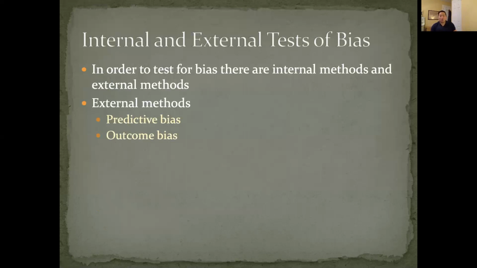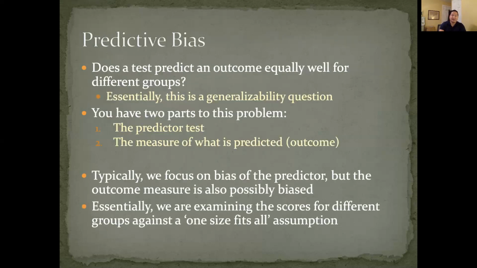Okay. We're going to spend the rest of this set of slides talking about how we detect bias. And there are two big umbrellas of ways that we can do this. We can do internal methods and external methods. We're going to start off with the external methods and talk about two subtypes of that, predictive bias and outcome bias. In the next video, we'll talk about the internal methods. So today, external methods, and we start with predictive bias.